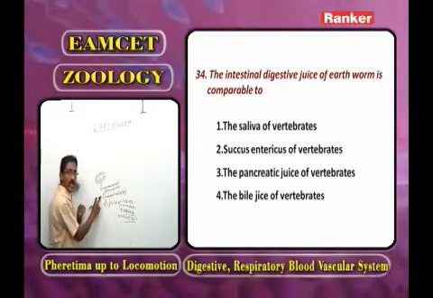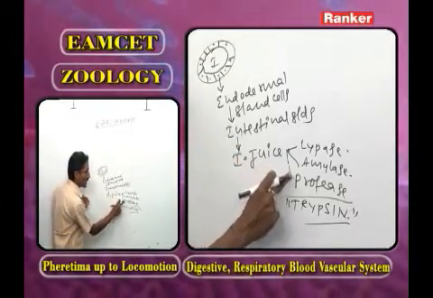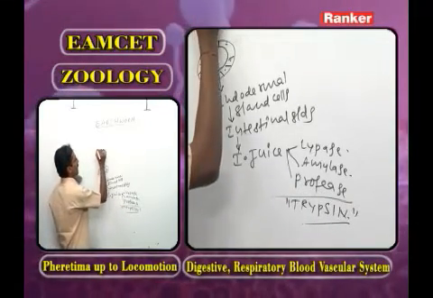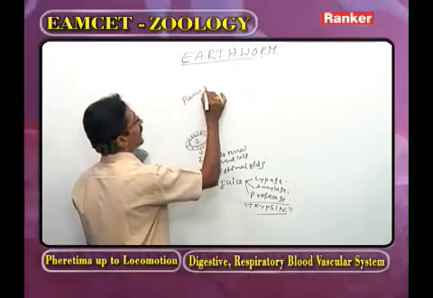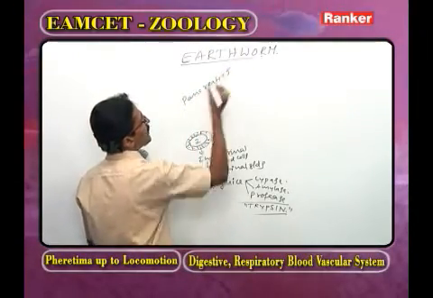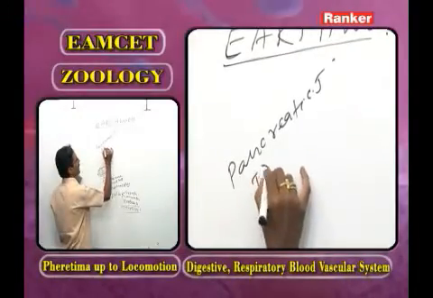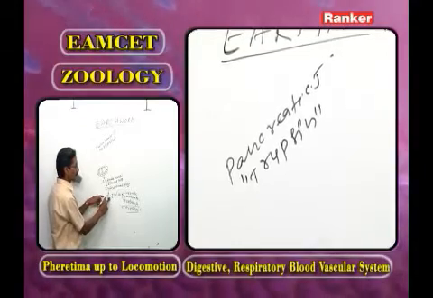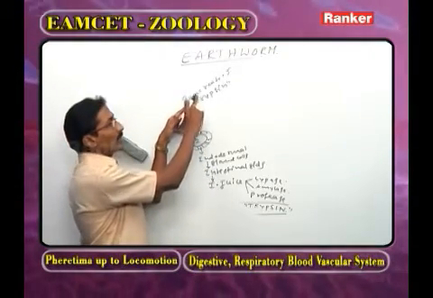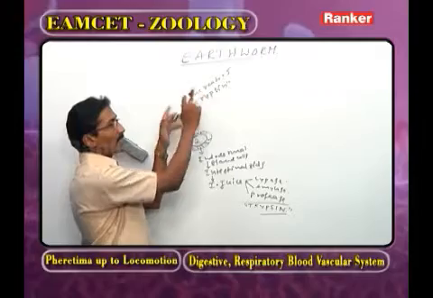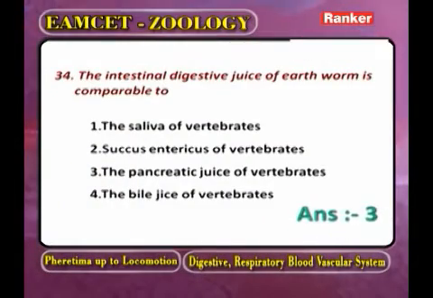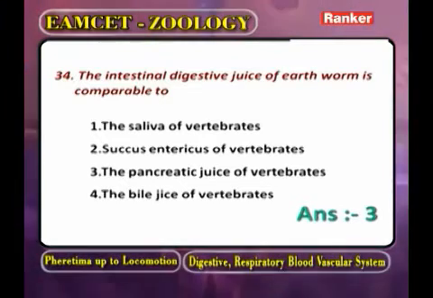Here in the body of earthworm, the intestinal juice has protease. That protease we call trypsin. Now, in the case of vertebrates, in the pancreatic juice, what is present? The trypsin is present. So, the intestinal juice is compared to what type of digestive juice of vertebrates? That is the pancreatic juice. Now, what is the correct answer for this question? That is the third one, the pancreatic juice of vertebrates. Now, we move to the next question.